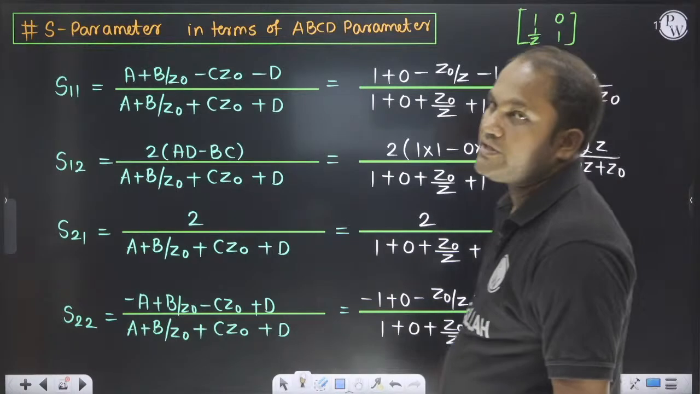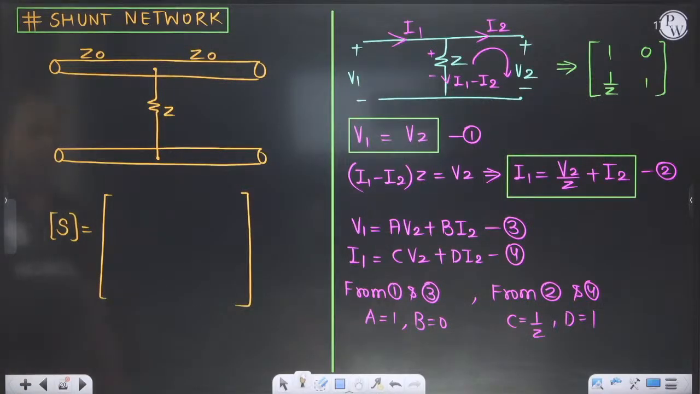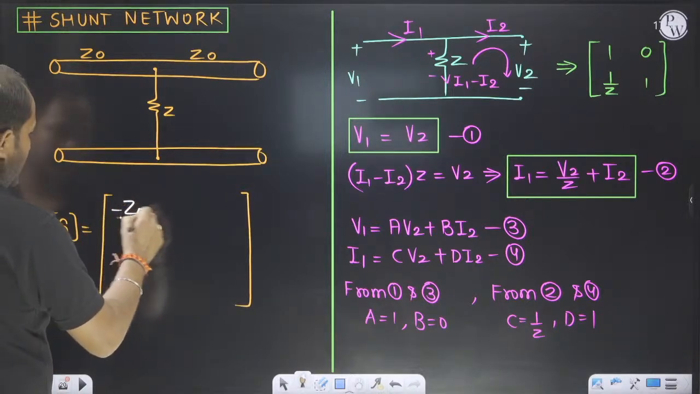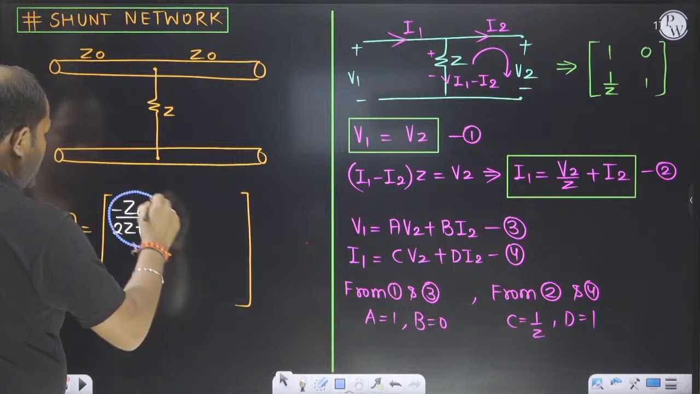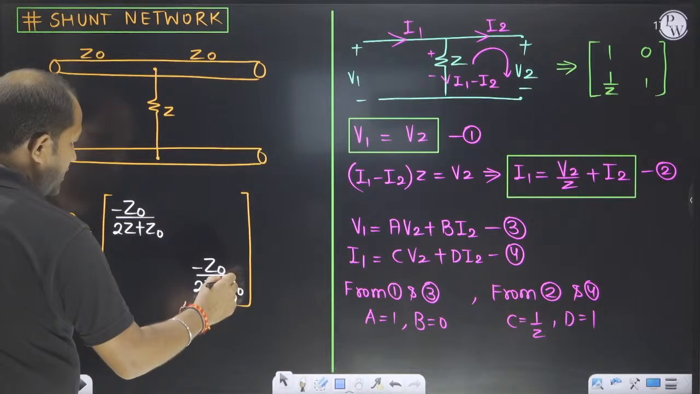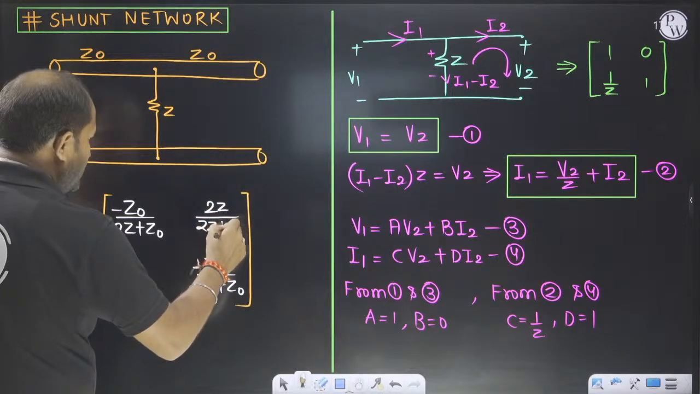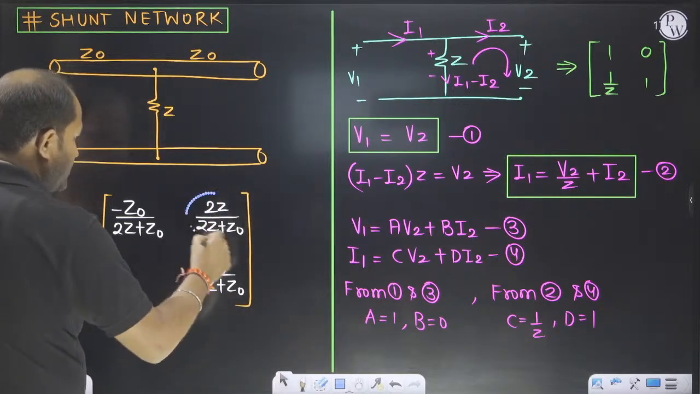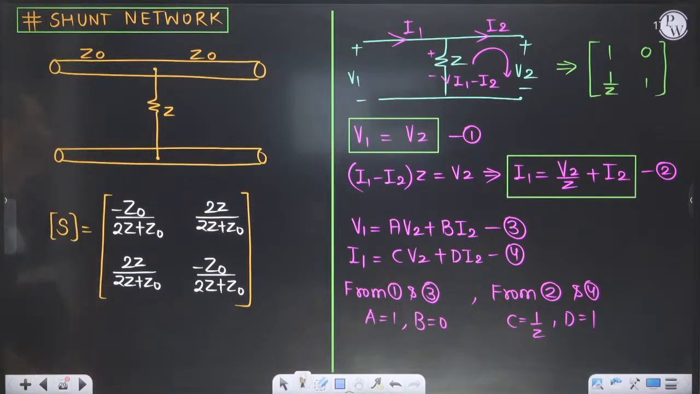So this is the ABCD matrix. This is the S parameter in terms of Z for the shunt network. So you have calculated it for the shunt network: minus Z0 upon 2Z plus Z0, and you will get this one also, and this one is 2Z upon 2Z plus Z0. So you will get the S matrix for this shunt network.